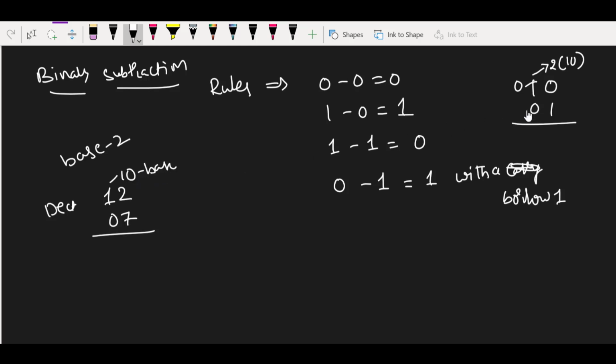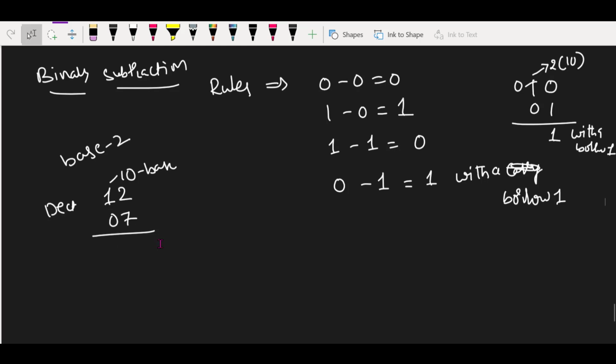In this case, the base system is 2. That's why you take a borrow 2, that is equivalent to 1 0 in the binary form. So 2 minus 1 will be 1. Now we can see 0 minus 1 will be 1 with a borrow 1. So this will be clear when you perform one simple example. Please remember, whenever you take borrow in binary arithmetic, the borrow will be equivalent to 1 0, which is equivalent to 2 in the decimal number system.